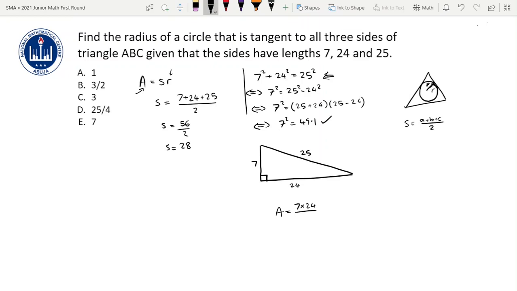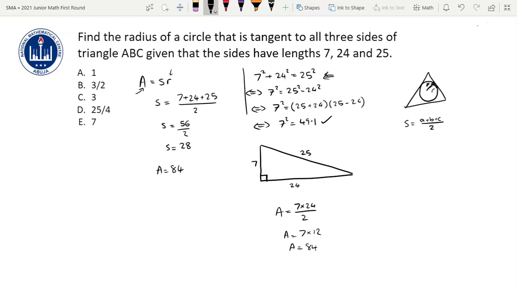So that will be 7 here. It's kind of like base times height over 2. So the base here is 24, the height is 7, and we divide that by 2. So the area here is going to be 7 times 24 divided by 2, which is 12. So 7 times 12, and then the area will be 84. So the area of this triangle here is 84. I'll just write that here.